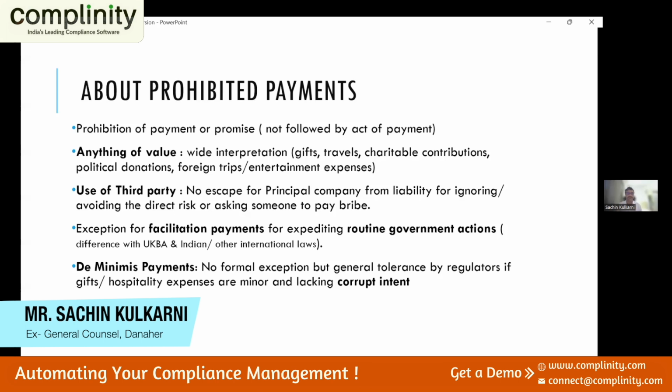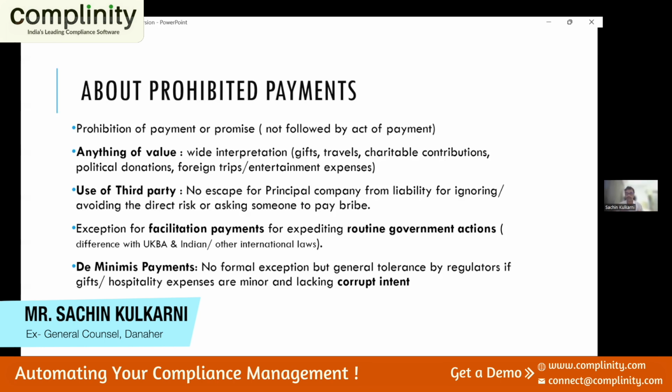And this can qualify, like the brand reminders. Sometimes people can give a diary on the occasion of New Year's. A lot of companies nowadays are staying away from brand reminders and gifts also. Gifts are strictly controlled, but going by the language of the law, de minimis payments such as gifts and hospitality expenses are generally tolerated if there is no corrupt intent.